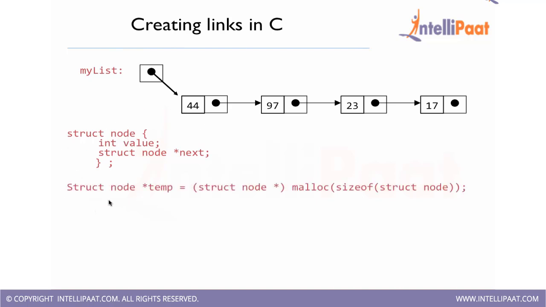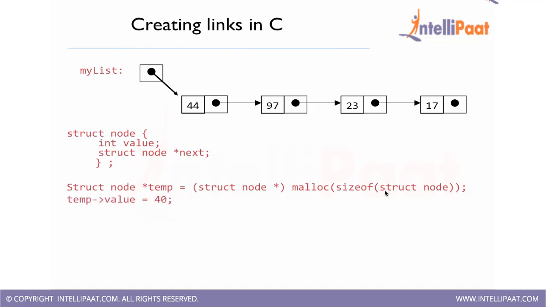To assign memory to a structure, we have to use malloc. So this is how we assign memory to the structure. Initially, when we declare any structure, it won't be assigned any memory. So we need to allocate some memory to the structure. So this is how we do that.